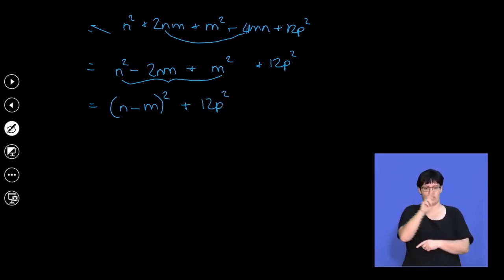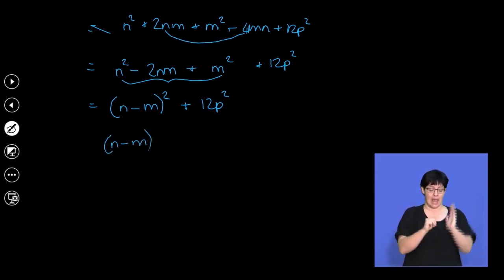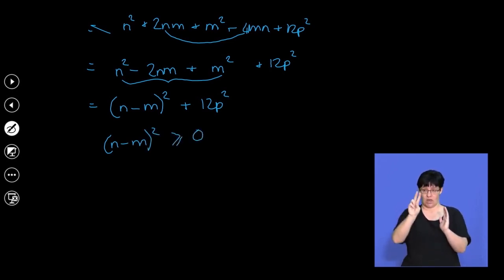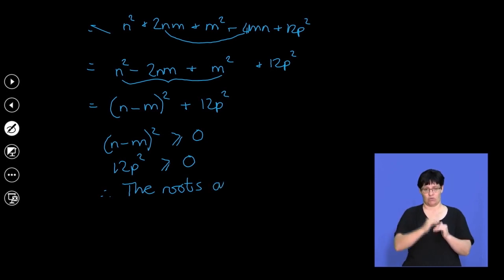So we can see that this final expression is made up of two perfect squares, and both of those perfect squares are always, by definition, greater than or equal to 0. So (n minus m) squared is greater than or equal to 0, and 12p squared is also greater than or equal to 0. So therefore, the sum of those two is also greater than or equal to 0. We can say, therefore, the roots are real because the discriminant is greater than or equal to 0.